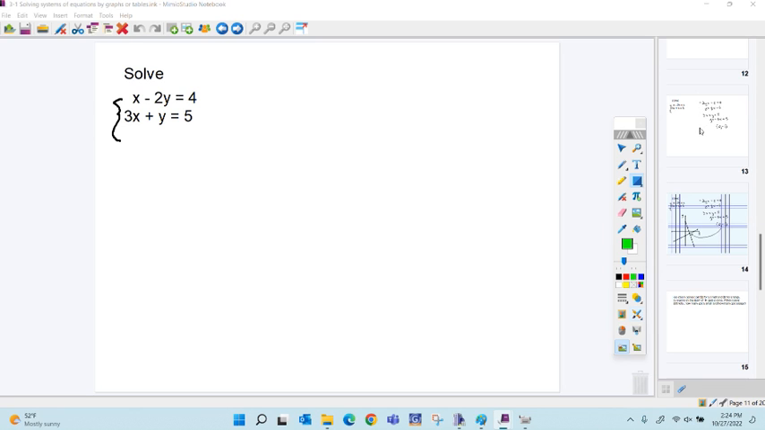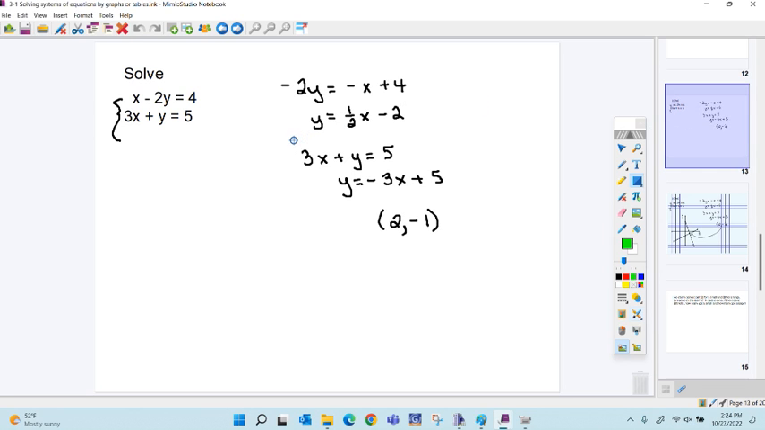Each one gets into slope intercept form. A positive divided by a negative is a negative, right? But a negative divided by a negative is positive. So when we divide both sides by -2, you should end up with y equals 1/2 x minus 2. And the other one should be y equals -3x plus 5. Then I want you to very carefully make a graph, count your rise over run, and see where they intersect each other, just for your own practice.